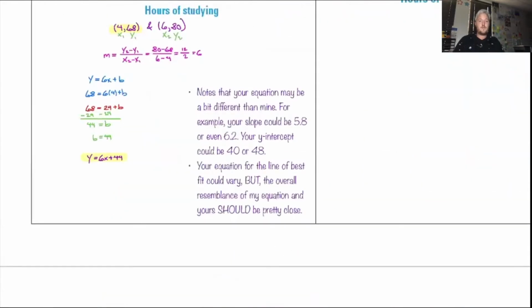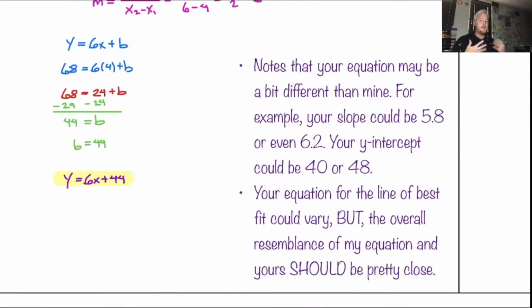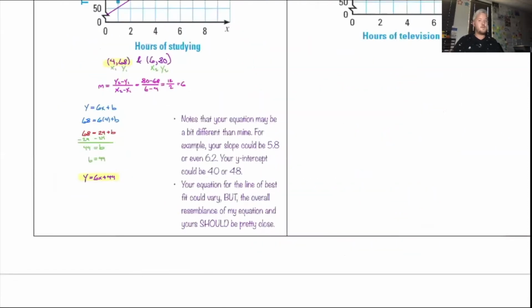All right, so some notes over here. Your equation may be different than mine, which is perfectly okay. If you get a slope of like 5.8 or even 6.2, that's perfectly fine. As long as it's in close proximity to what I got or what someone else got, then you're pretty good. Same thing for your y-intercept. If you got something like 40 or 48 or even maybe 50, that's fine. Your equation is going to be different. But if you're getting something like 60 or 70, then that's a little far off. It shouldn't be too far off.